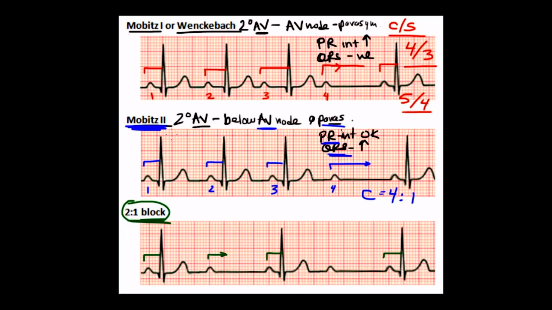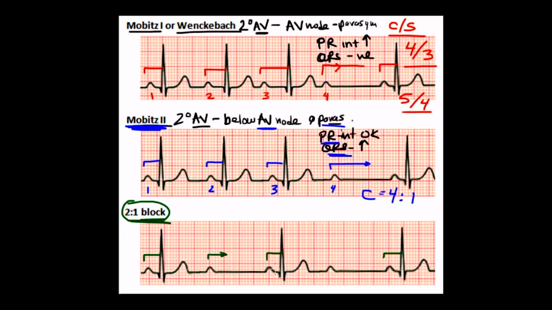However, if it was a Mobitz type 2, where the block is below the AV node, you would not expect to have an enlarged PR interval. You would expect to have a normal PR interval. But you might see a widened QRS complex, which you're not really seeing here either. So this is a situation where you're suspicious that this could be a Mobitz type 1, but you're not sure.